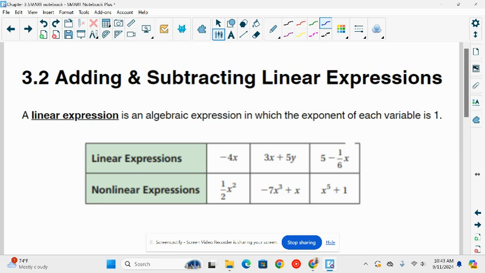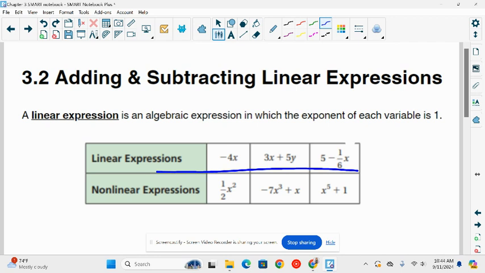All you need to know for now, these are examples of linear expressions right here. They do not have exponents. They have an exponent of 1. They're just invisible. Look at these non-linear ones. What do they all have?